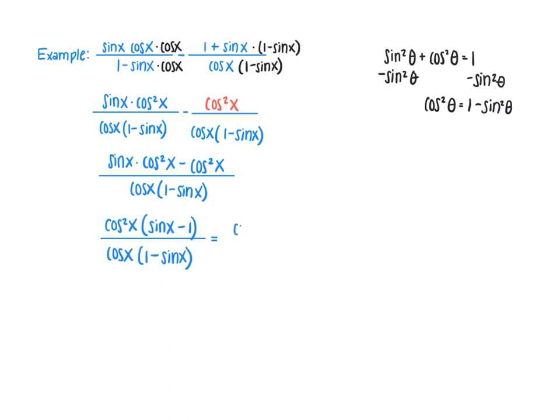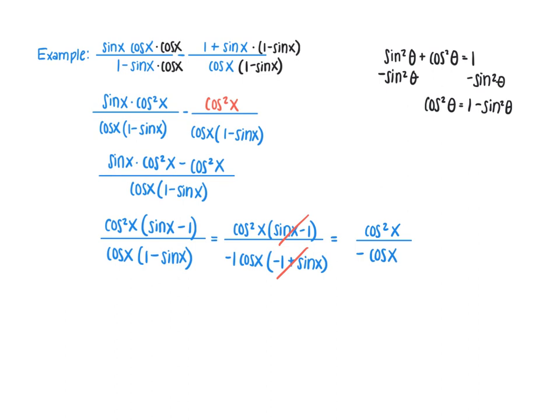So let's see what that gives us. On the top, we just have cosine squared of x times sine of x minus 1. And now on the bottom, when I take out that negative 1 and put it in front of cosine of x, what's left inside the parentheses is negative 1 plus sine of x. And what I should realize is that this rearranges to become this, because if I move sine of x to the front and negative 1 to the back, I get sine of x minus 1. So since these both are equivalent to each other, I can cancel them. So now I'm simply left with cosine squared of x all over negative cosine of x.